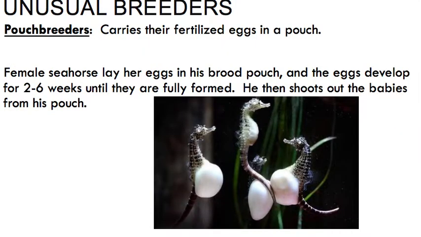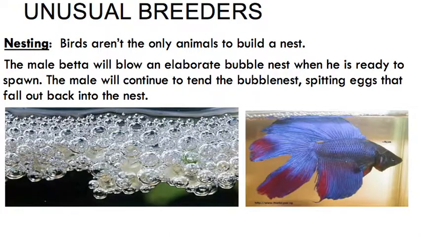All right. The next one is pouch breeders, and these guys are going to carry their fertilized eggs in a pouch, and this is one that I feel is a very common example of seahorses. So female seahorses will lay their eggs into the male's brood pouch, and the eggs will develop for about 2 to 6 weeks, depending on the species, until they're fully formed. He'll then shoot out the babies from his pouch, and it looks like he's the one giving birth, but he's technically just carrying around like a sea kangaroo, right?